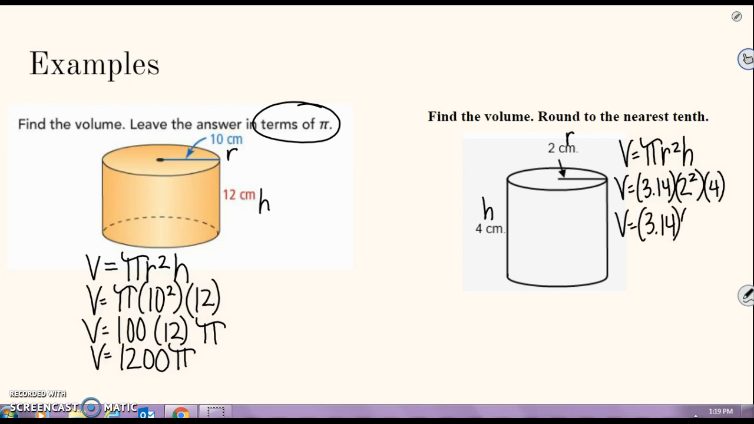So we have 3.14. 2 squared is 4 times 4. And we're just going to multiply in order from left to right. So that's 3.14 times 4 times another 4 is going to give us 50.24 centimeters cubed. Don't forget that volume is measured in cubic units, so we have to make sure we include our exponent of 3.